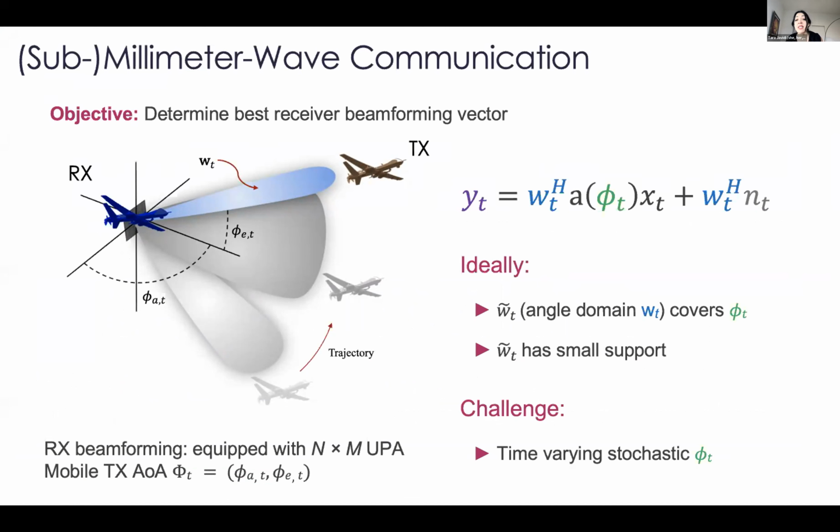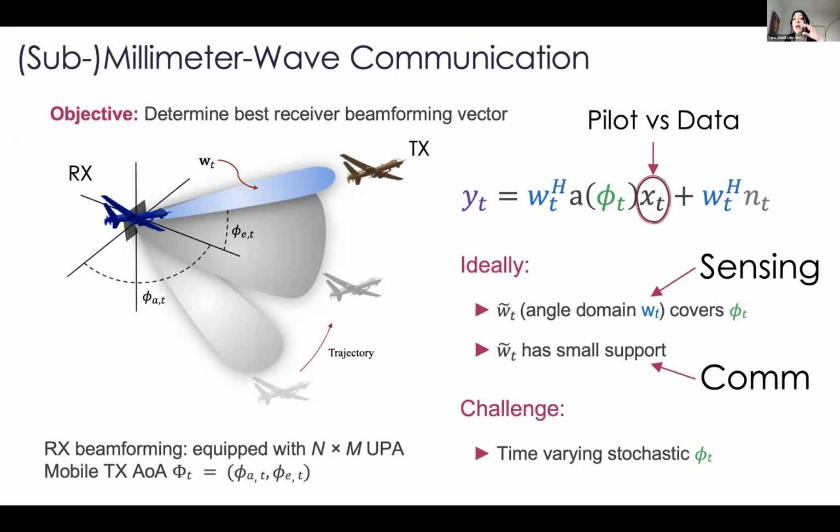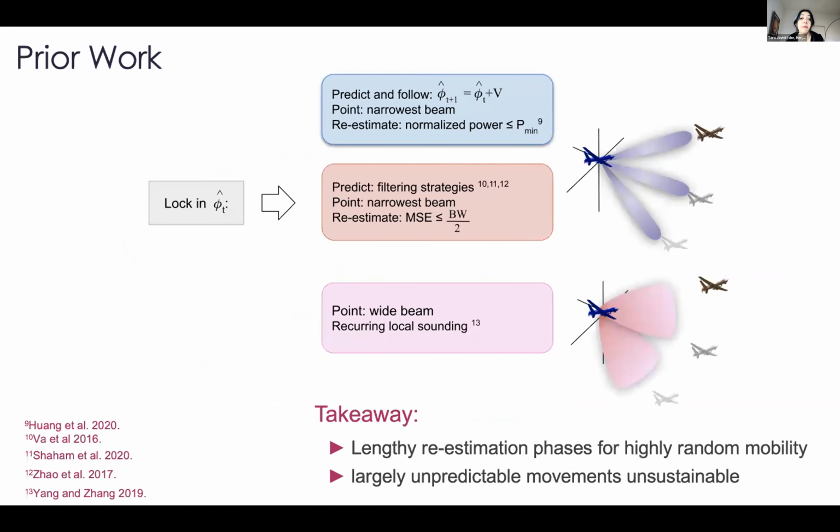Now the challenge in the setup where you have mobility is that the angle of arrival is a time-varying stochastic process. So you have to constantly trade off sensing and communication, in a soft way, as well as in a harder way, by controlling your pilot versus data. If I know X(t), it's useless for communication, but it helps me with sensing because now I know what I'm looking for, versus if I don't know X(t) and it's data.